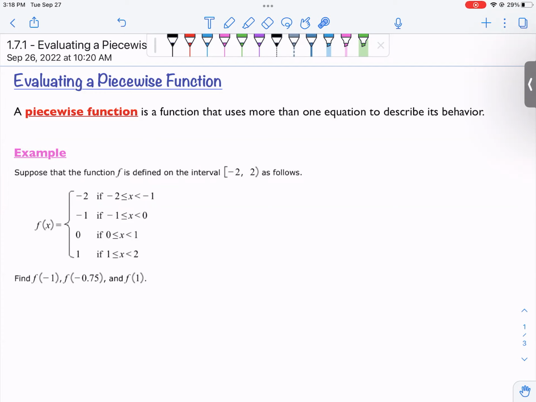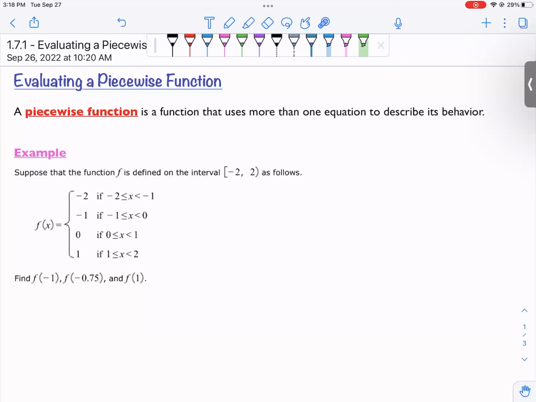Here are the components of it. You have the name of the function, just like any other function. You have this giant curly brace, and that's telling you that there are multiple pieces to this piecewise function. It's telling you that it is a piecewise function.